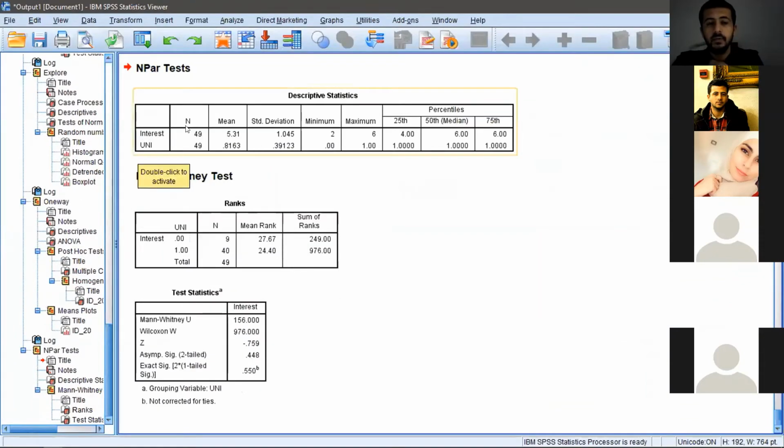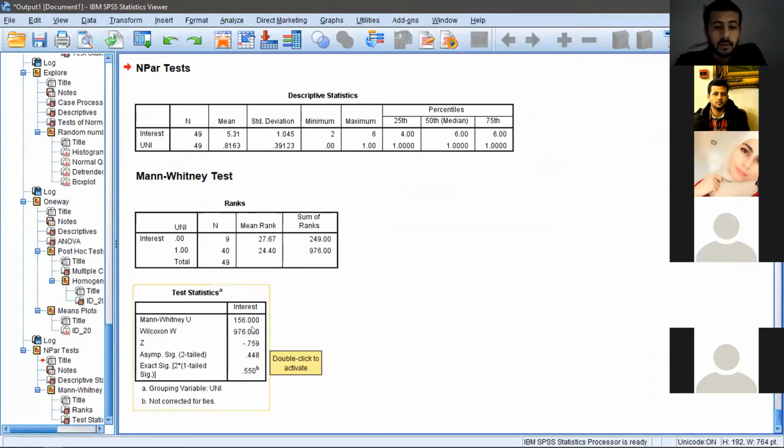First, they said for interest we have all the information. For uni we have all the information. Then we compared those in other universities and in Damascus University. Here the comparison is not about the mean, it's about the mean rank, and this number doesn't mean anything to us.